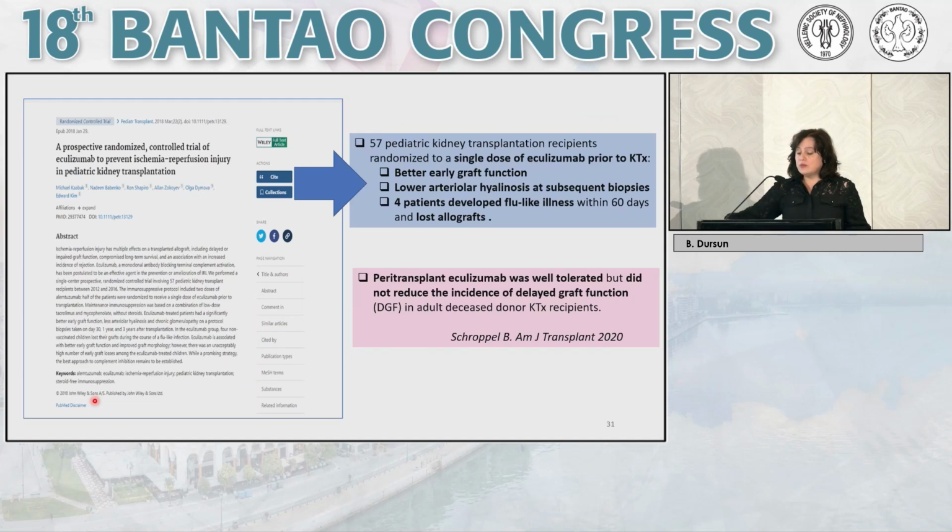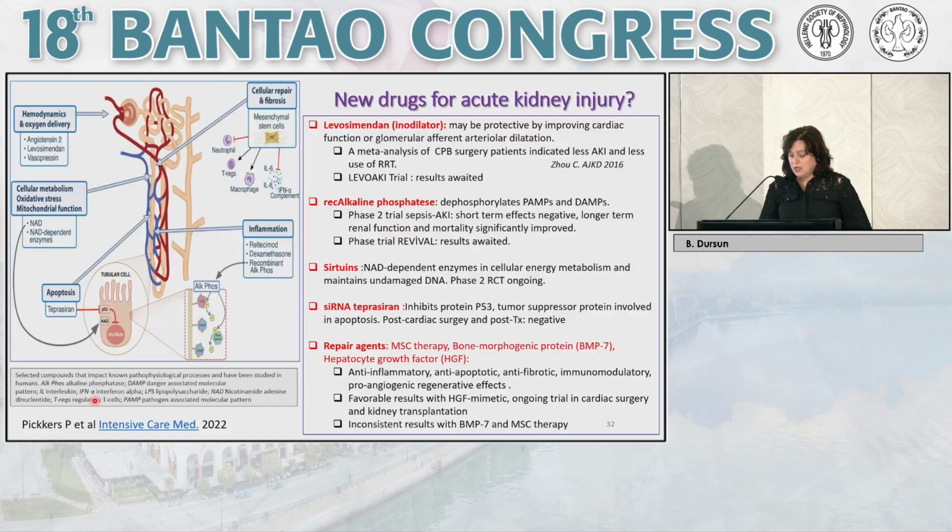As for eculizumab, pediatric transplant recipients randomized to a single dose of eculizumab prior to kidney transplantation showed better early graft function and lower arterial hyalinosis and chronic glomerulopathy at subsequent biopsies. However, 4 patients developed flu-like illness and lost their allografts within 60 days after transplant. In adult patients, peritransplant eculizumab was well tolerated, but did not reduce the incidence of delayed graft function.